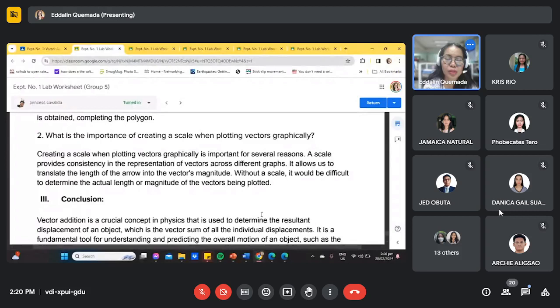And another thing that you've mentioned, quoting again your statement, without the scale it would be difficult to determine the actual length of the given vectors plotted. Thus, I'll be very particular, class, looking into the scale that you used when you are plotting or illustrating or graphing your given vectors. That is one way of checking how I will be interpreting the length of your given vector. All right?